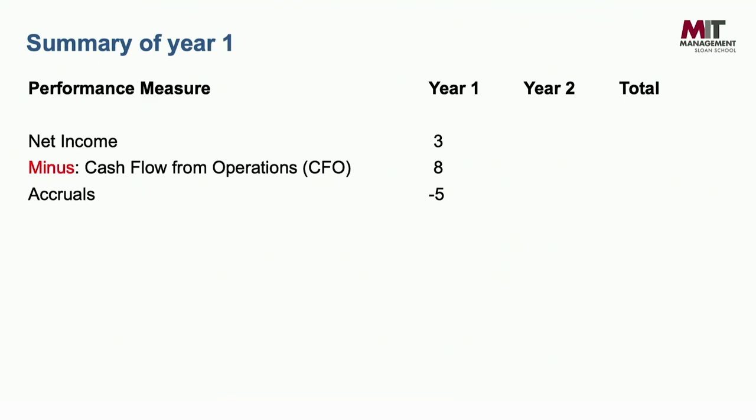So if we summarize our performance measures for year one, we had net income of $3,000. We had cash flow from operations, or CFO, of $8,000. And then what we call accruals, or estimates, is the difference between net income minus cash flow from operations. So in our first year, we had negative accruals of -5. We're going to come back and talk about those accruals in our next class.